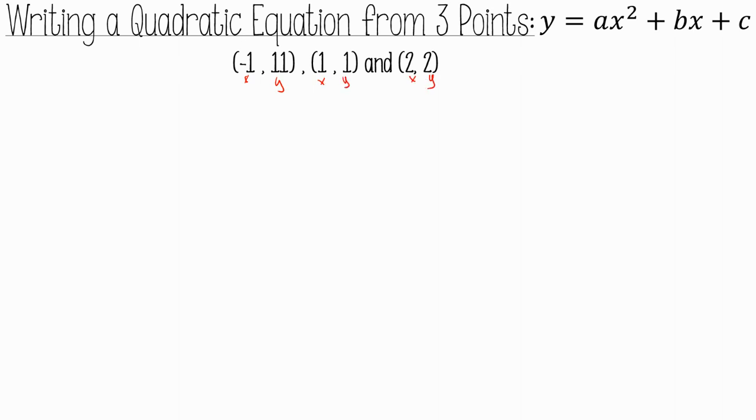So we can create our own system from these 3 points. So what we're going to do is plug them in here. So I'll end up with this point, negative 1, 11. When I plug in for x and y, I'm going to flip it around and do a times negative 1 squared plus b times negative 1 plus c equals 11. Simplify that down, and I'll get a minus b plus c equals 11.